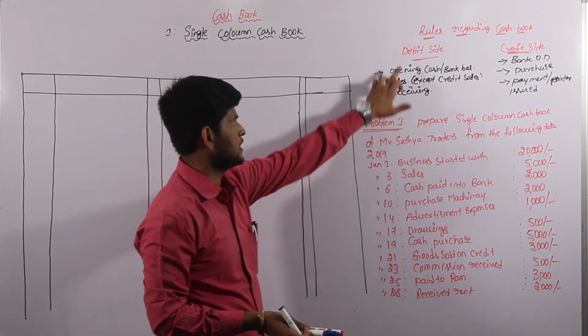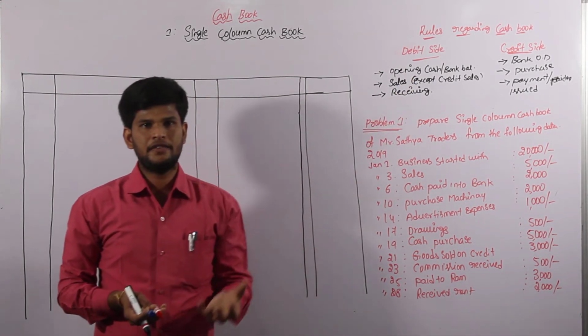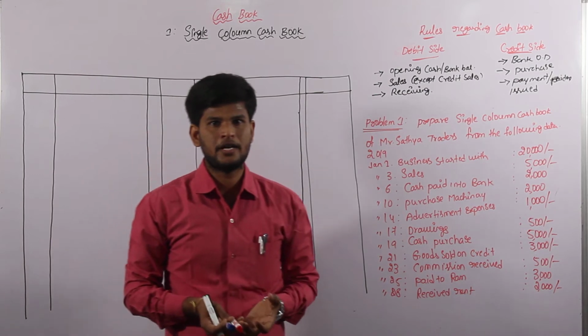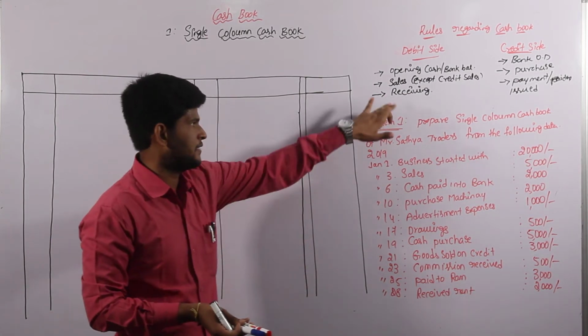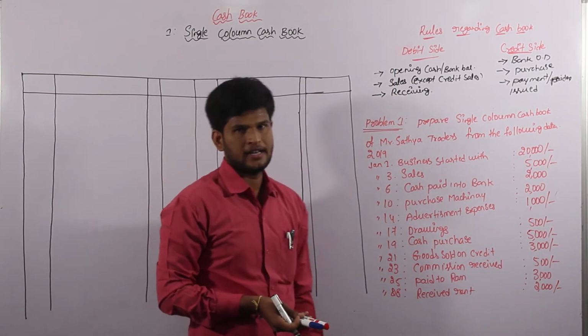And come to the third condition, debit side, receivings. Receiving in terms of receiving commission, receiving rent, receiving checks from any other person. These all are converted into the receiving concept, and it will be on the debit side of the cash book.